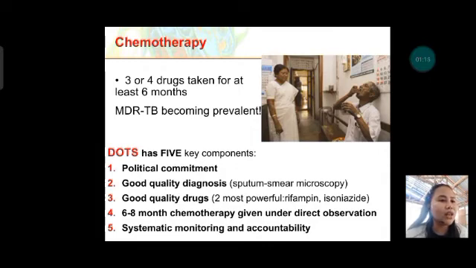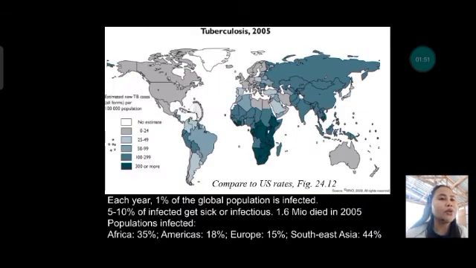The first is political commitment. The second is good quality diagnosis, the sputum smear microscopy. Third, good quality drugs. There are 2 most powerful drugs for tuberculosis, namely rifampin or rifampicin and isoniazid. Fourth, 6 to 8 month therapy given under direct observation. The last component is systematic monitoring and accountability to really stop tuberculosis. So, tuberculosis in 2005.